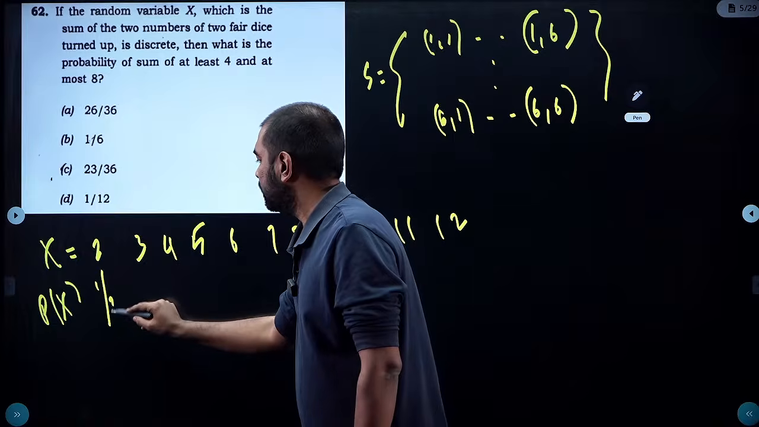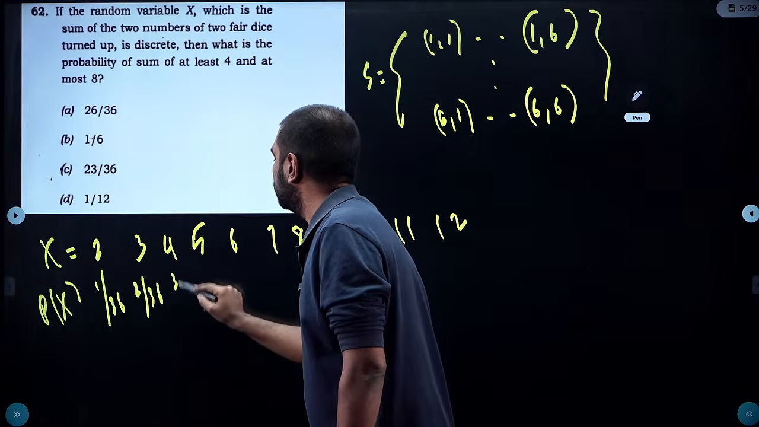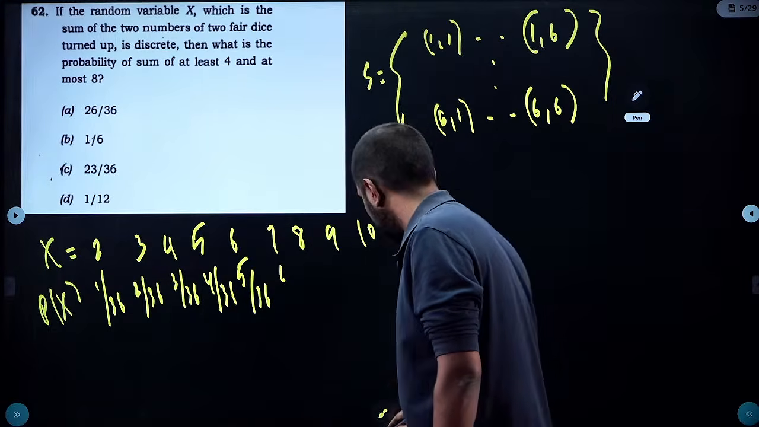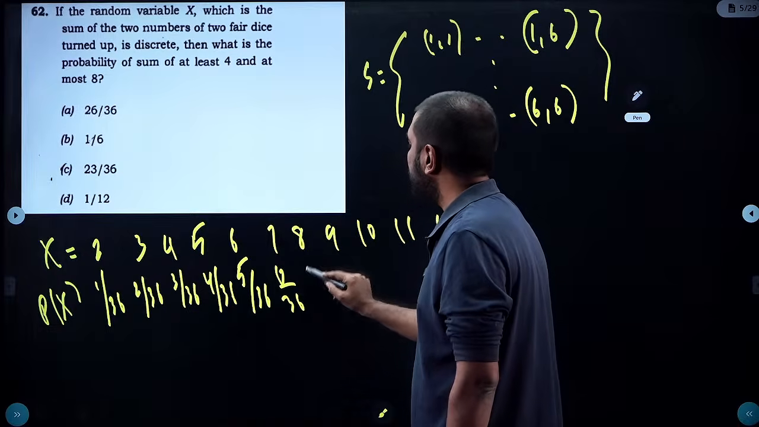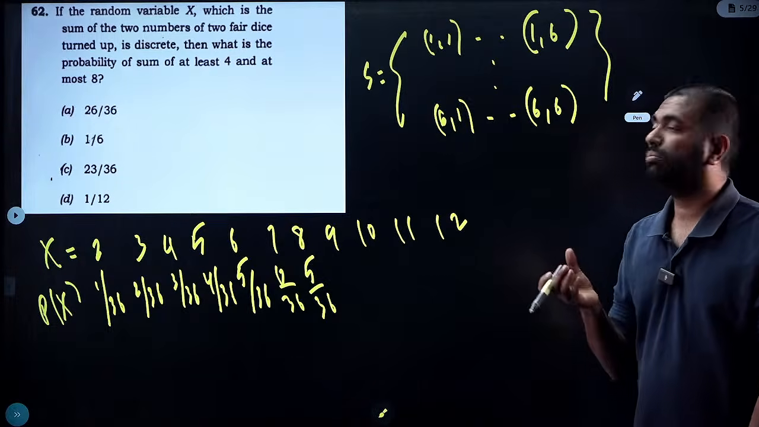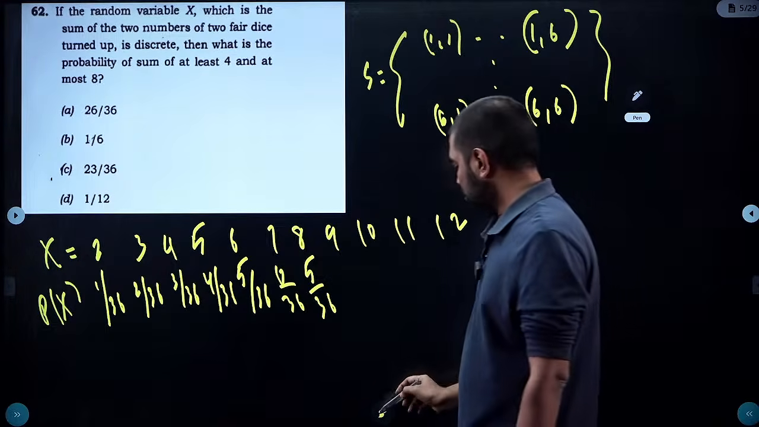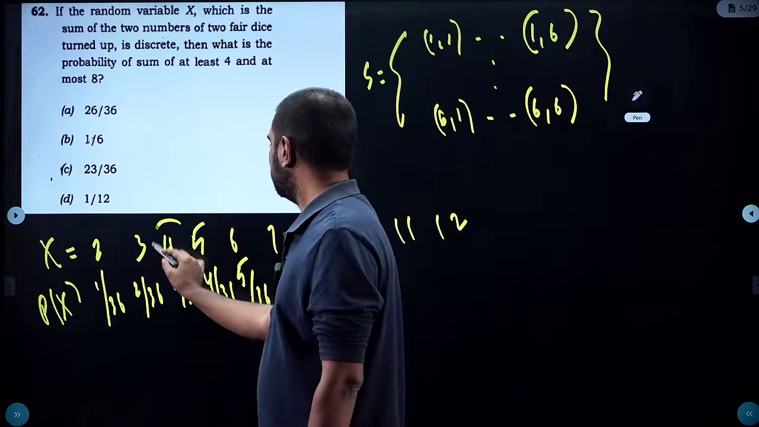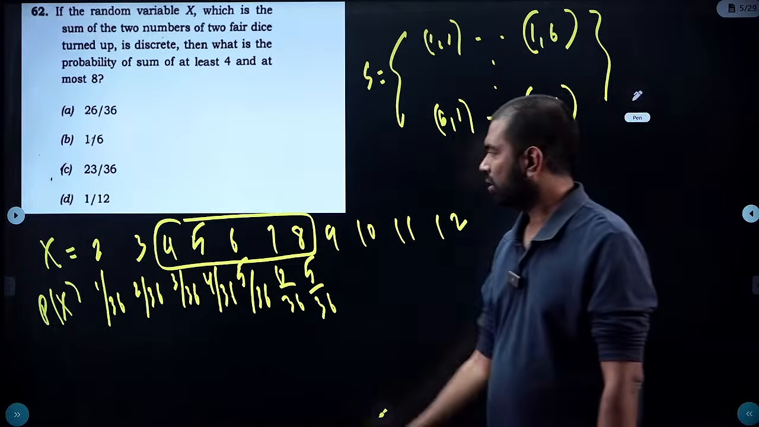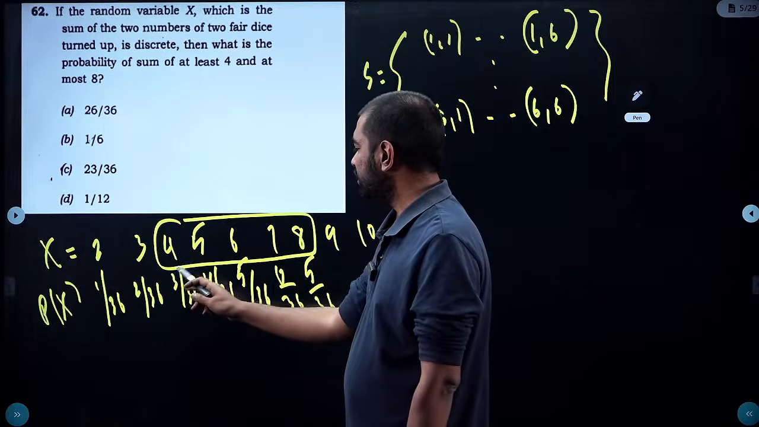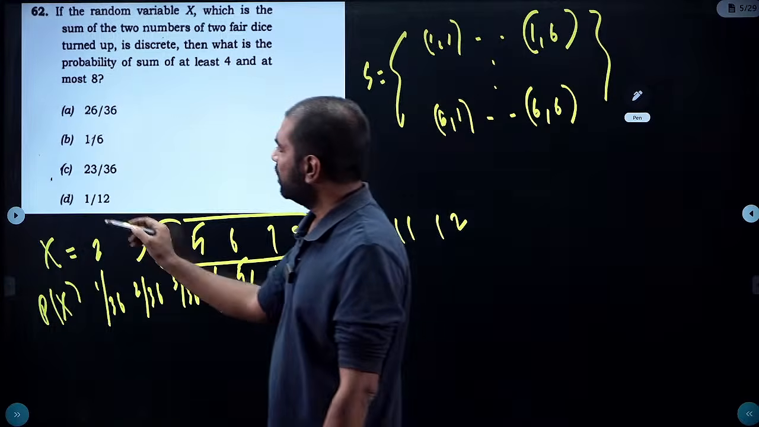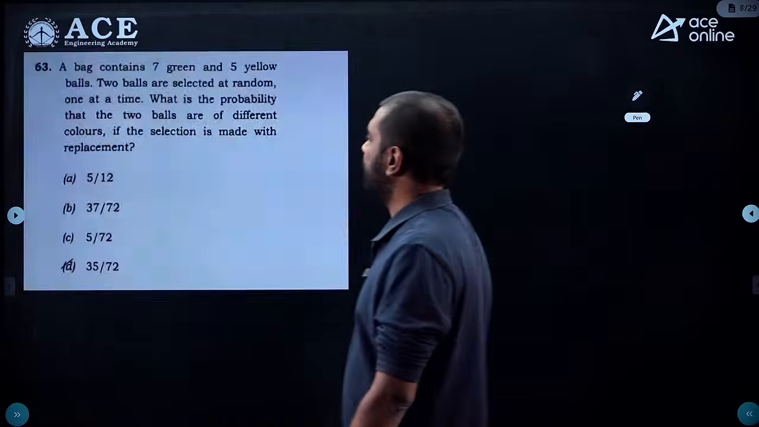So here it is 1 by 36, 2 by 36, 3 by 36, 4 by 36, 5 by 36, and then 6 by 36. And then the probability decreases, 5 by 36 and so on. I don't write the others because he says the sum should be at least 4 and at most 8. So you need to focus on these observations and the corresponding probabilities. If you add them, it's over. Since the denominators are same, just add the numerators. 3 plus 4 is 7, 7 plus 5 is 12, 12 plus 6 is 18, 18 plus 5 is 23. So the answer is 23 by 36.